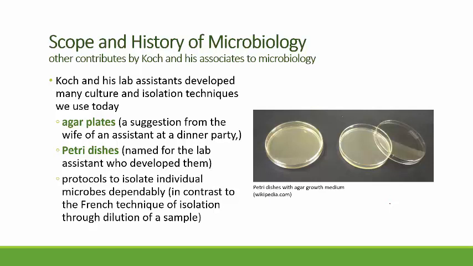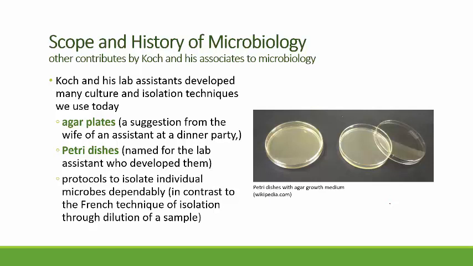Also, petri dishes came from Koch's lab. One of his lab assistants, whose name was Petri, developed these two halves. These dishes had a larger dish that fit over the top of a smaller dish, so that air could still get to the culture, but dust and microbes were prevented from coming in. And finally, they developed the protocol to very dependably isolate individual microbes so that you could create pure cultures.